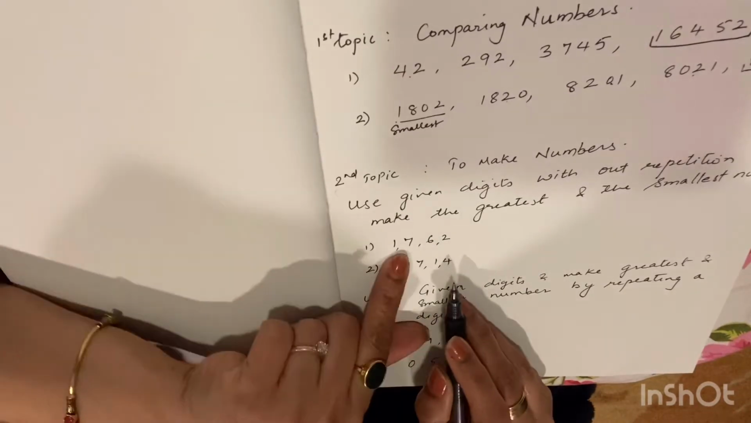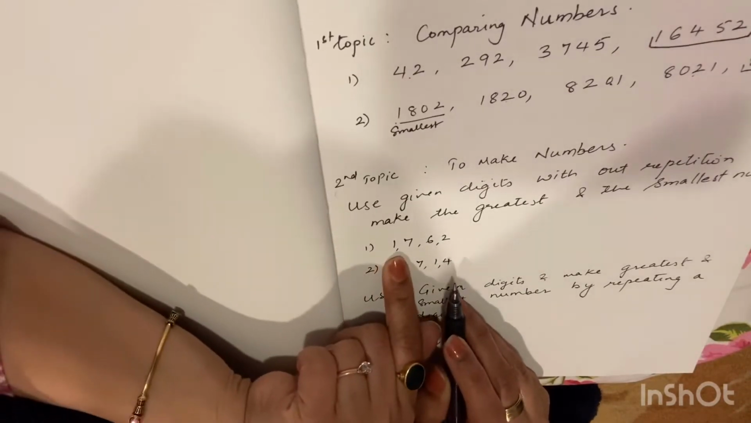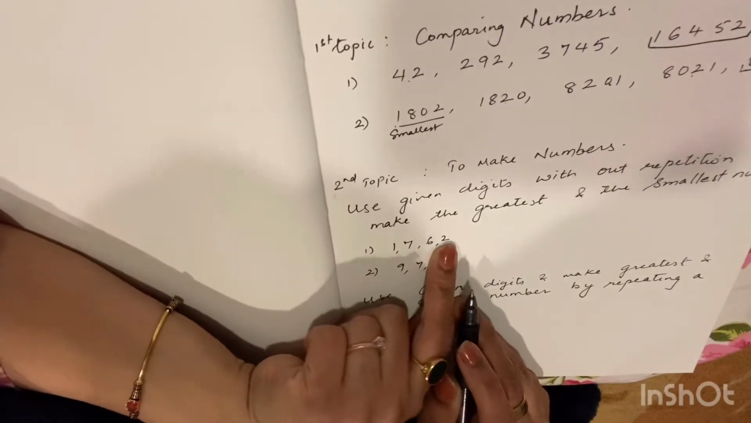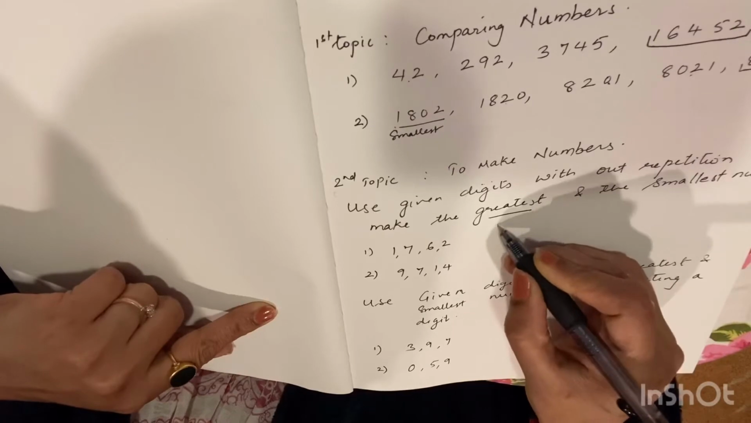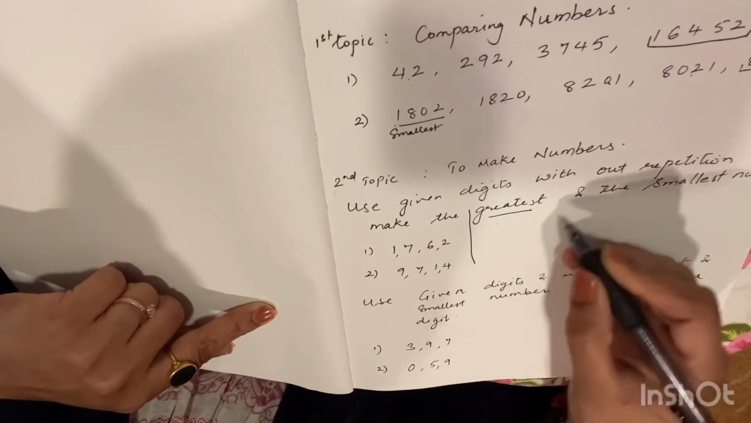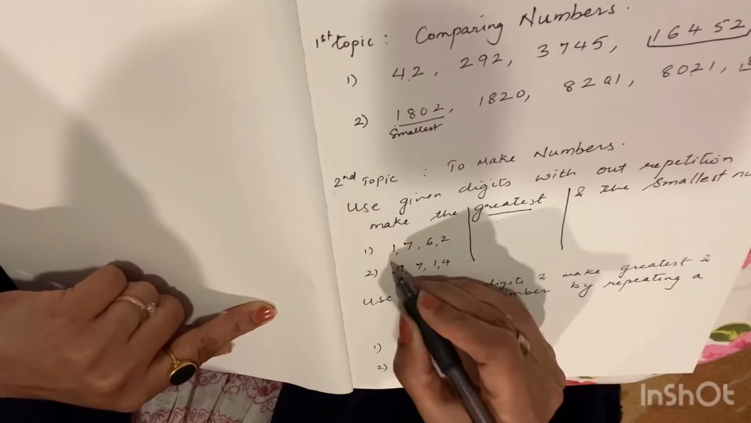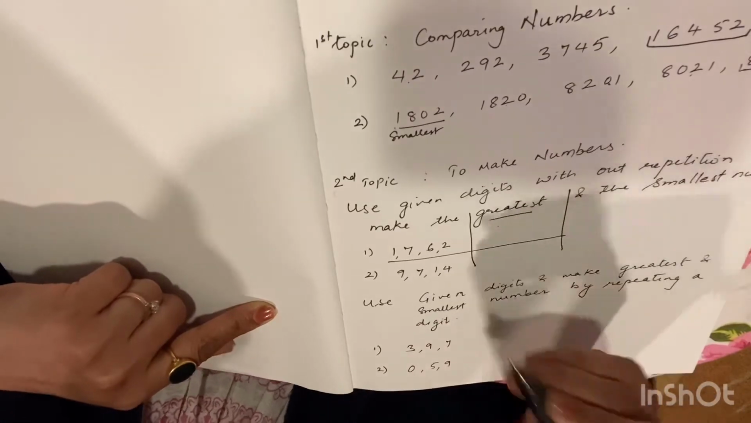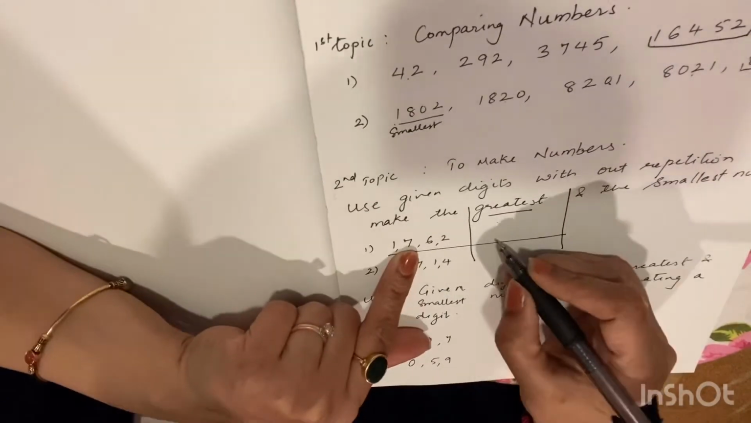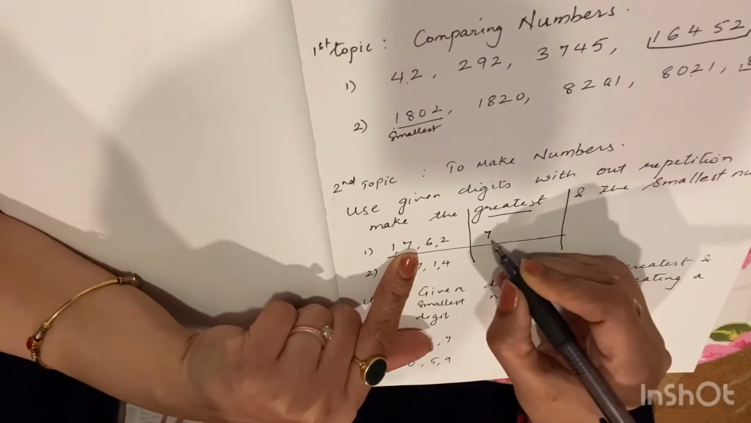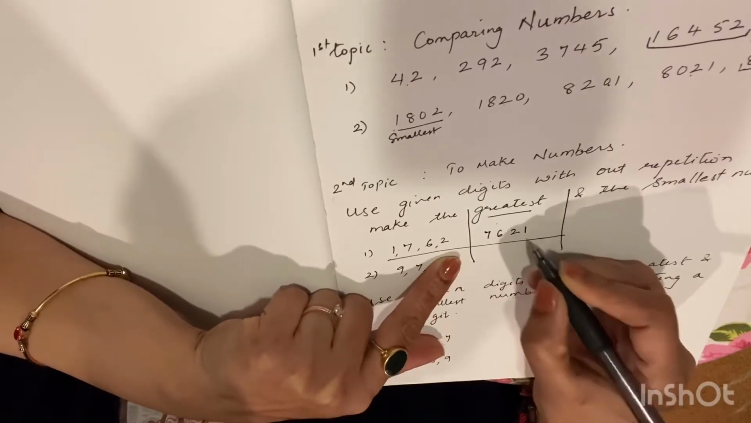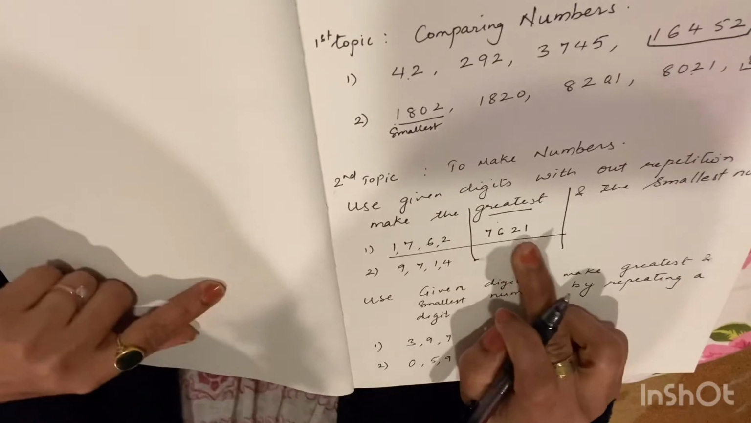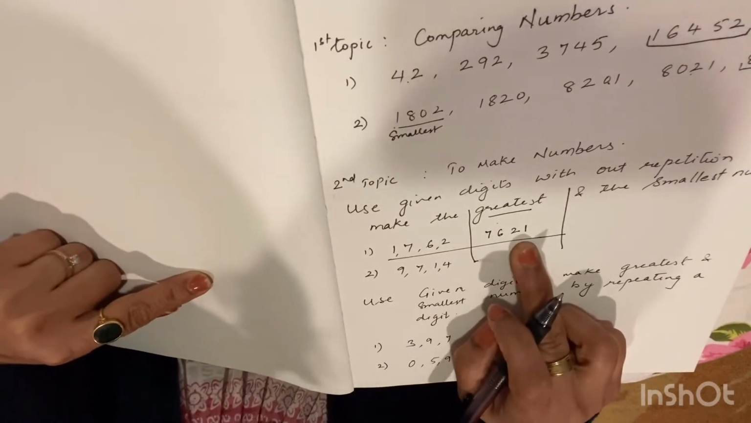Now we can see here in the first example the digits are 1, 7, 6, 2. If I have to make the greatest number, see here we have greatest, so let us write the greatest under this only. So if I have to make the greatest number, what will I do? First I will write the largest one first, and then the second largest, that is 6, and then 2, and then 1. So we have got the largest number out of it, isn't it?